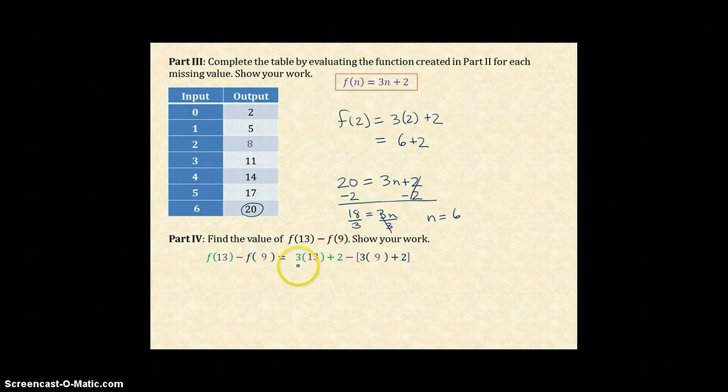And now we just need to multiply and do the arithmetic to finish this. 3 times 13 is 39, 3 times 9 is 27. Now inside the parentheses, 27 plus 2 is 29, and out here 39 plus 2 is 41. So it's now 41 minus 29, which is 12. So f of 13 minus f of 9 equals 12.